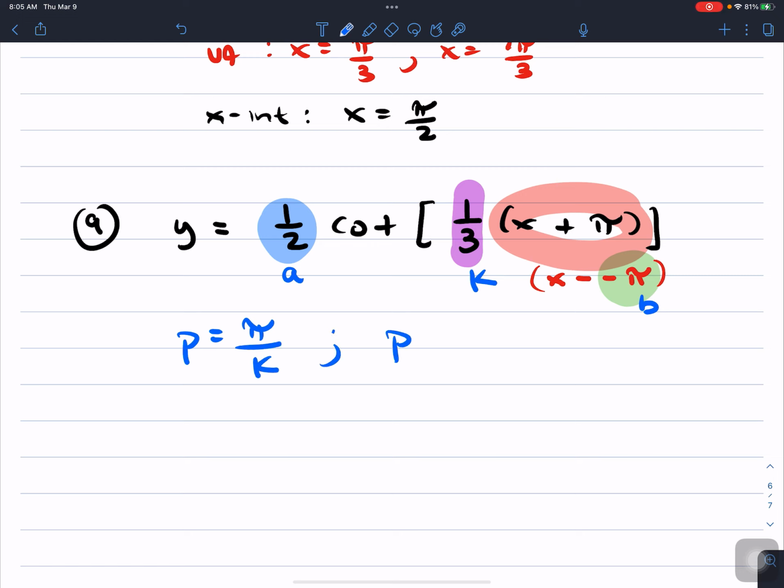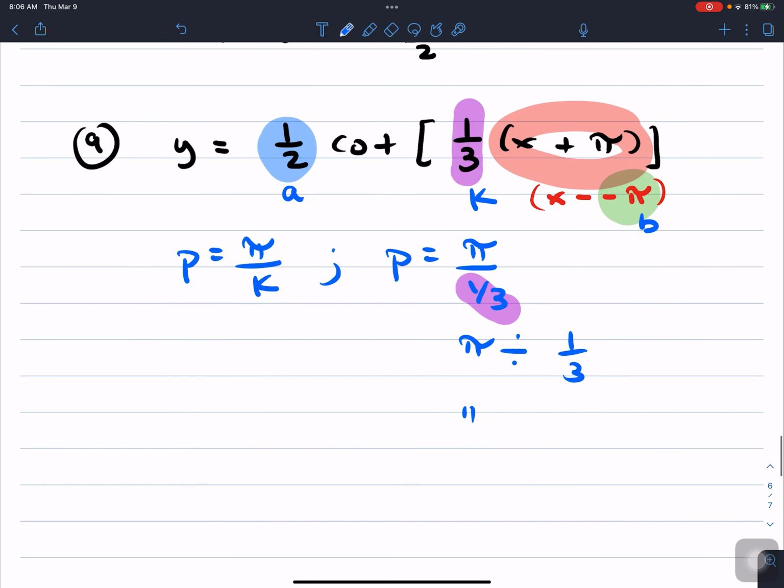Period is pi over k. And oh, I get to do some nice arithmetic. K here, ladies and gentlemen, is 1/3. So what's pi divided by 1/3? Do you guys know? You can say it's pi divided by 1/3, or pi times 3/1. What is that going to give us? 3 pi. Okay. Nice. Okay, you guys okay with that? Did we get you with that constant 1/3? That's why I did it.